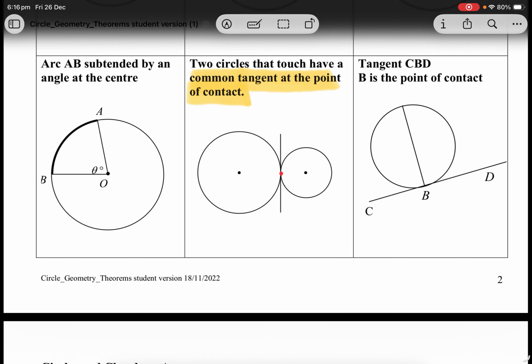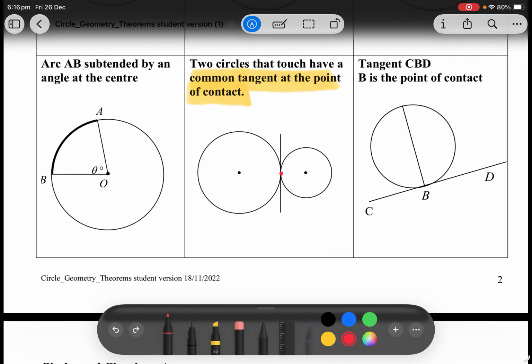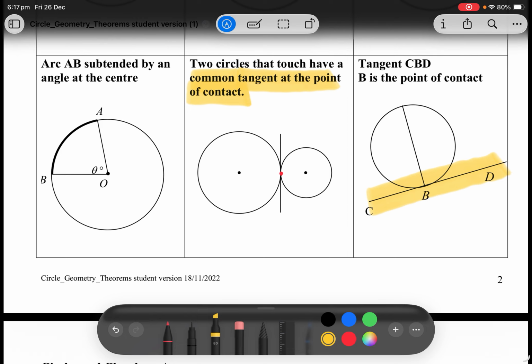And when we label a tangent, here, for example, we have this tangent going from here to here, and we call that tangent CBD because there are three significant parts to this. We have C and D as the endpoints here, and B is the point of contact. So when we're labeling our tangent, we use the three letters there.